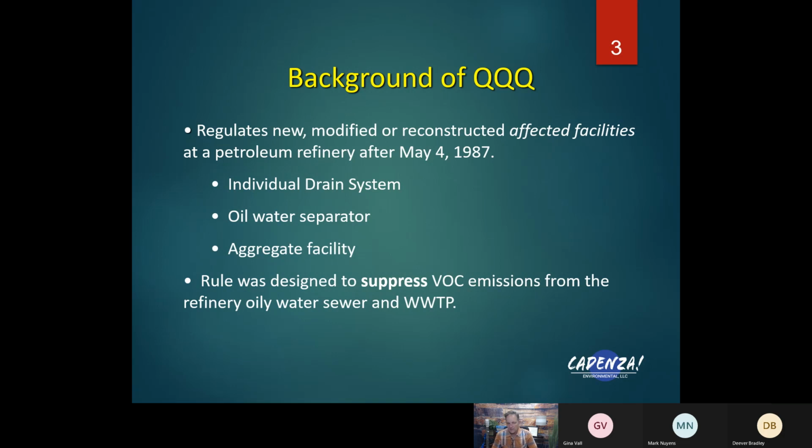The rule is designed to suppress VOC emissions from refinery oil water, sewer, and wastewater treatment plant. And I say suppress versus the word control, and you may hear me accidentally use those interchangeably, but understand one thing, that it is not absolutely about VOC control in the same sense as many of us in the air world think of control, particularly when you consider the benzene waste NESHAP rules. When you use the word control there, it means something a bit different than VOC suppression in QQQ. I'll explain a bit more on that in a little while.